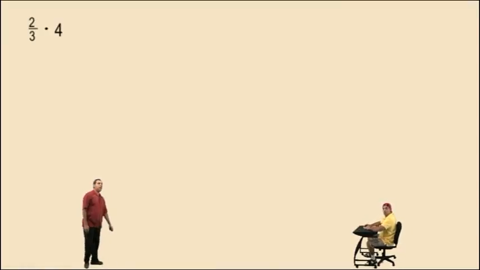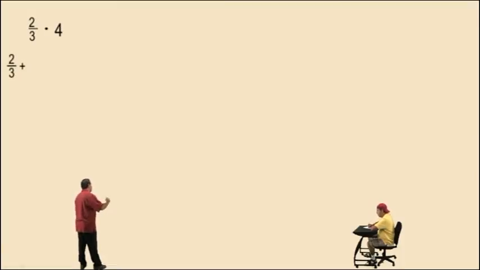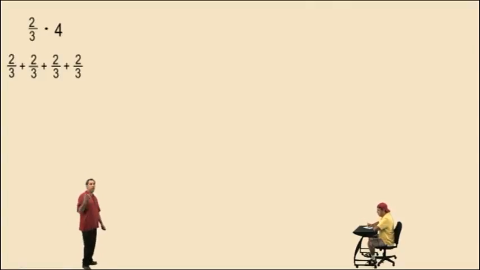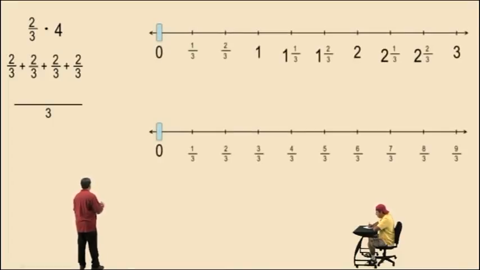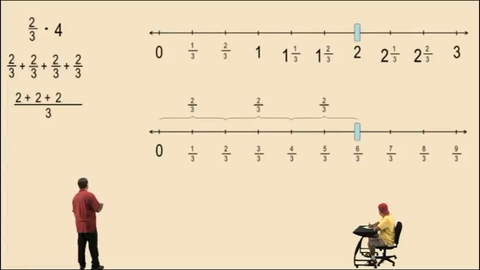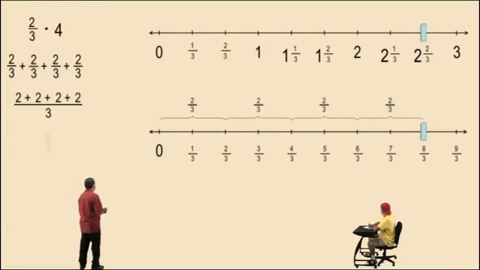2/3 times 4. Let's begin by visually showing our calculation using a number line. Well, 2/3 times 4, remember, when you multiply something by 4, it means 2/3 plus 2/3 plus 2/3 plus 2/3. Remember, multiplication is repeated addition. Now, our denominator remains unchanged, and we work with our numerators. Remember this? 2 plus 2 plus 2 plus 2. And that gives us 8/3 for our answer. So notice, 2/3 times 4 is 8/3, or 2 2/3.